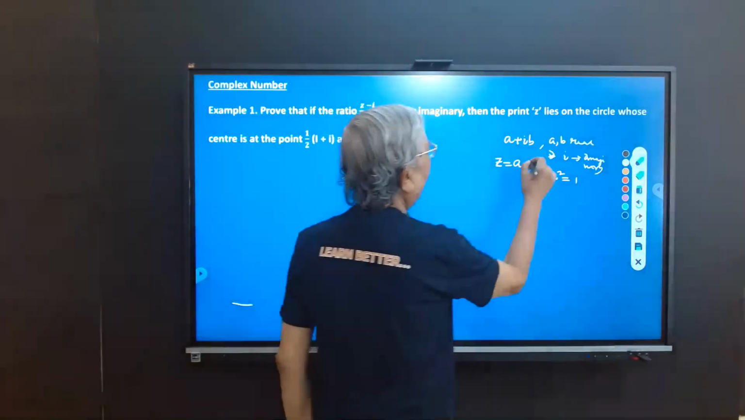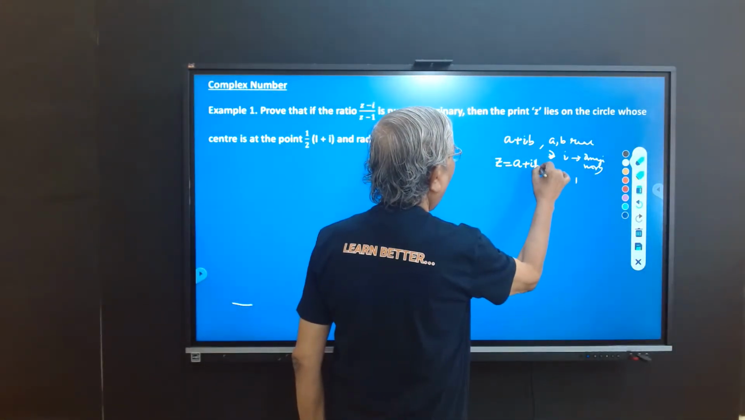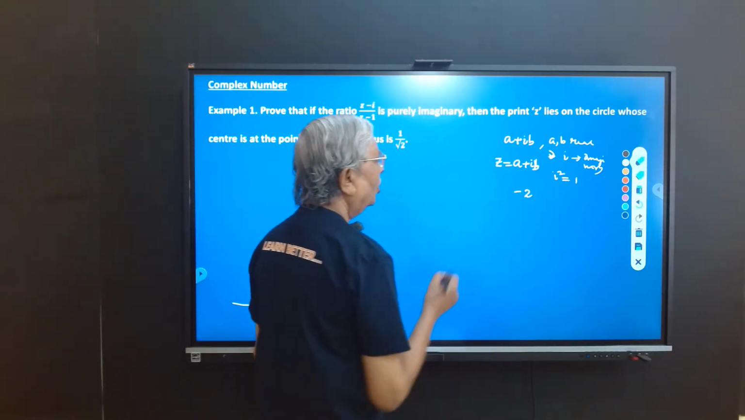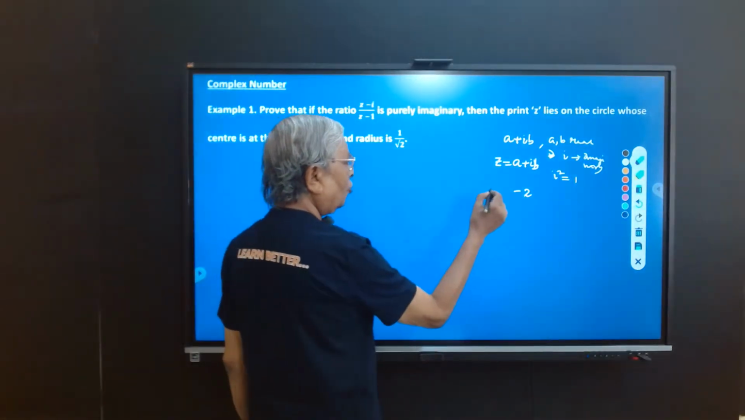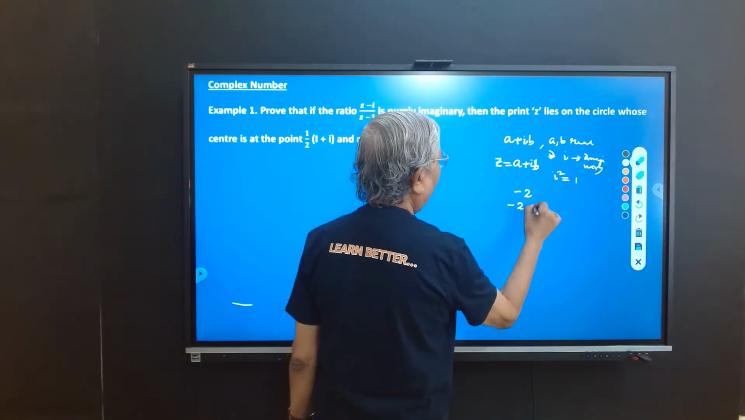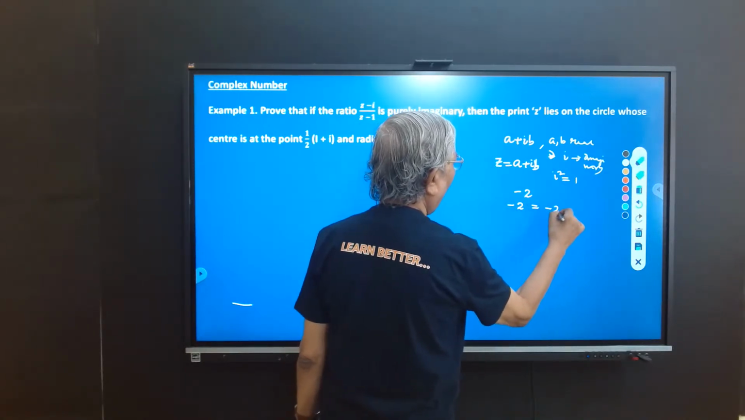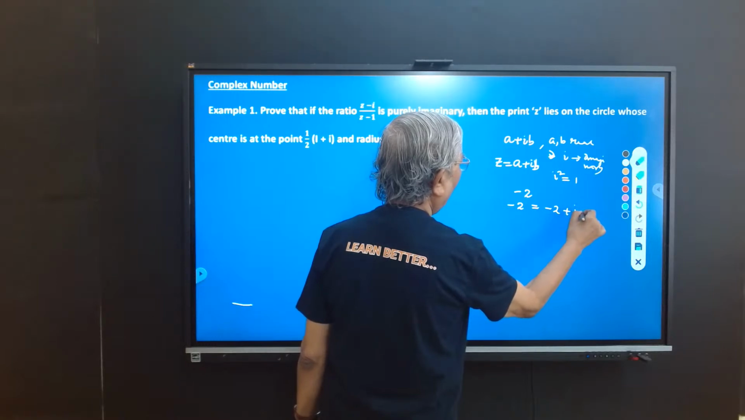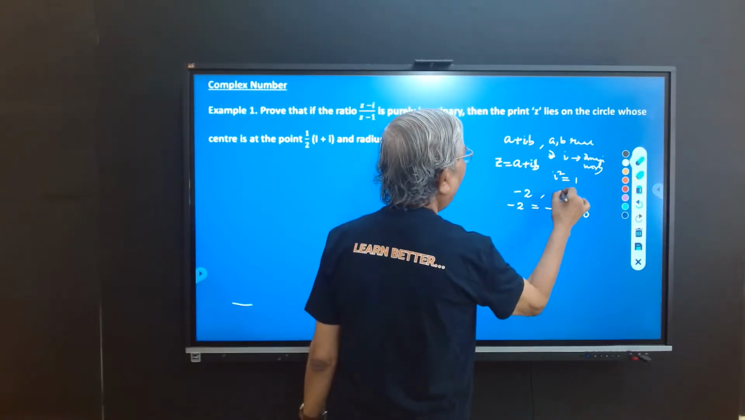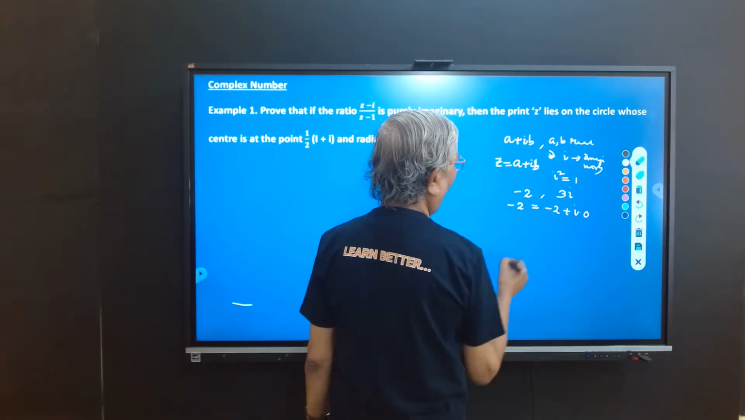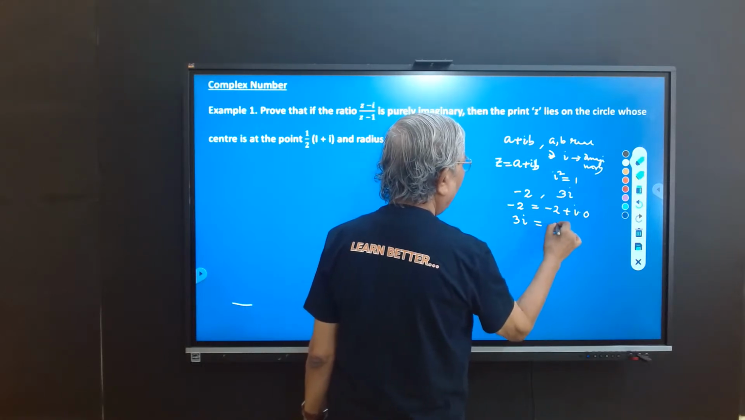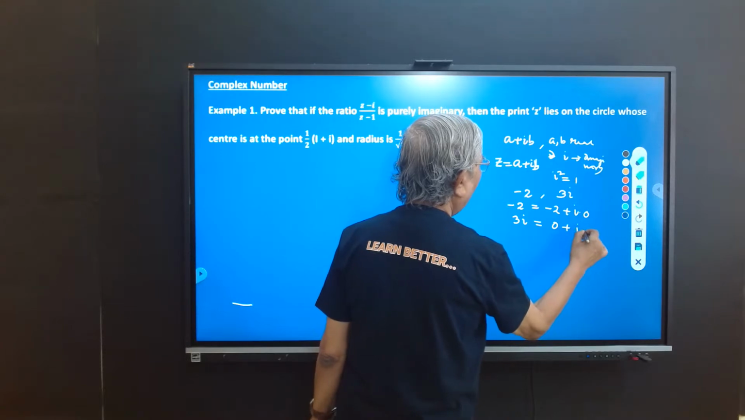Now one question will arise, whether minus 2 is a complex number or not. Yes, minus 2 is also a complex number. In case of minus 2, you can write this as minus 2 plus i into 0. And next, whether 3i is a complex number or not. Also, you can write 3i as 0 plus i into 3.